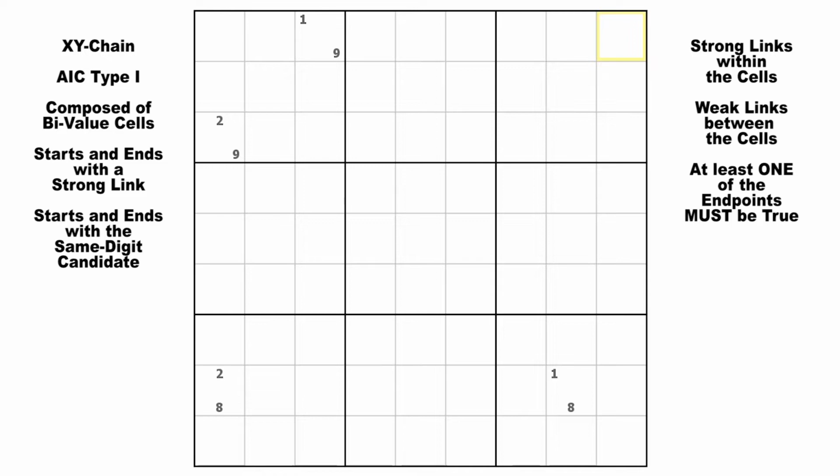All right, here we have an XY chain made up of 4 bi-value cells. And remember, the strong links will be within the cells and the weak links will be between the cells. So let's start on this one up here in row 1, and that'll be our first endpoint. And that's a strong link, then a weak link to that 9, a strong to the 2, weak to the 2, strong to the 8, weak to the 8, and finally a strong to the 1.